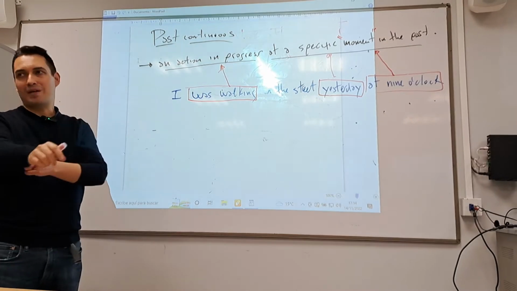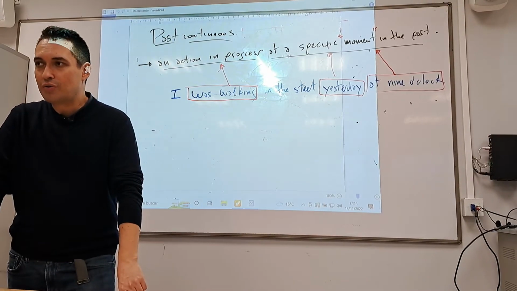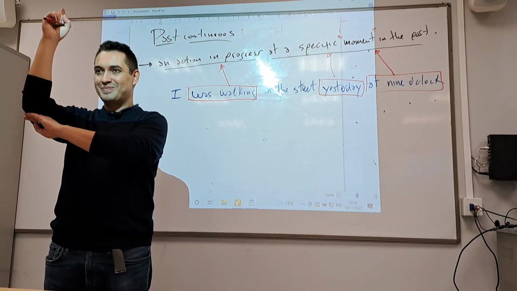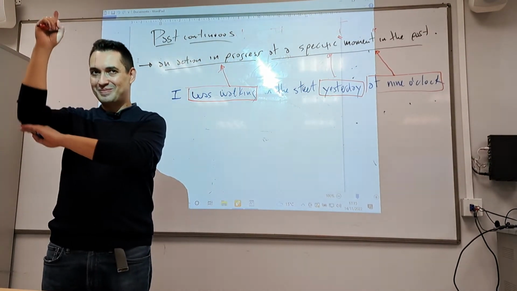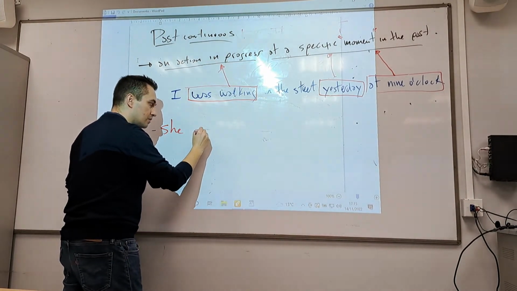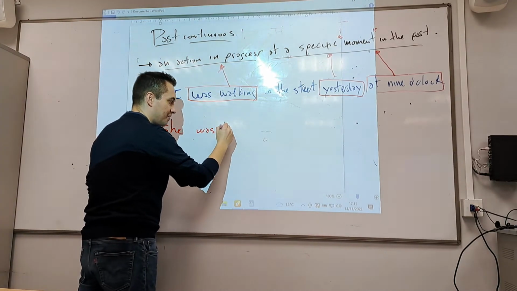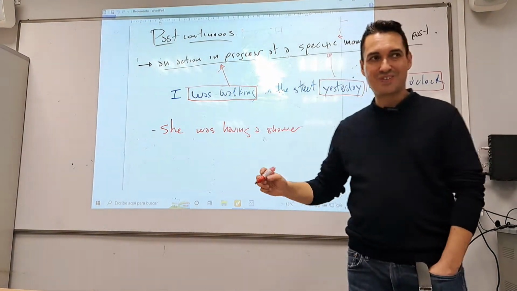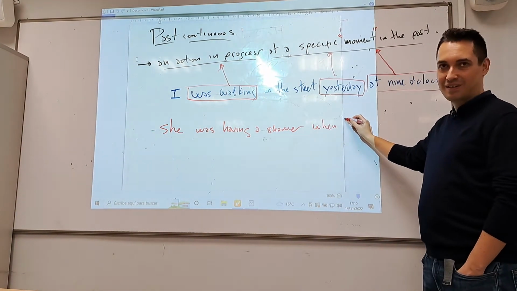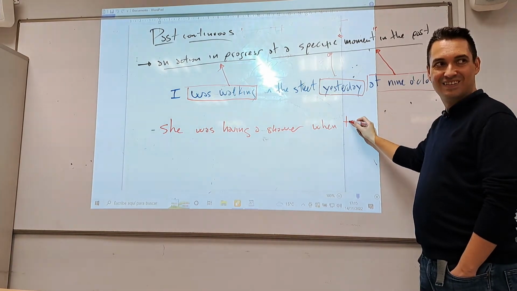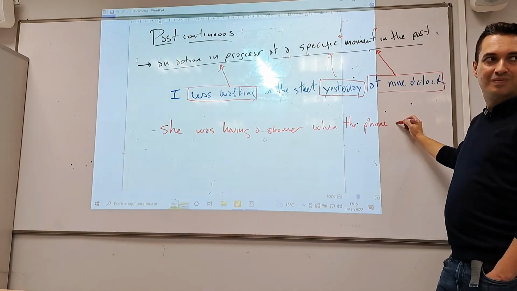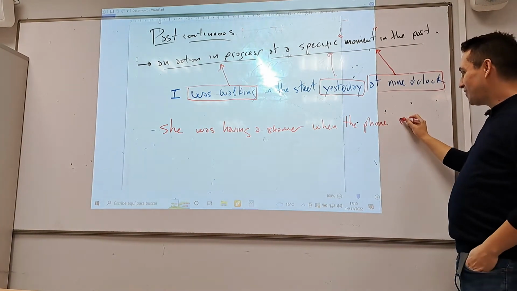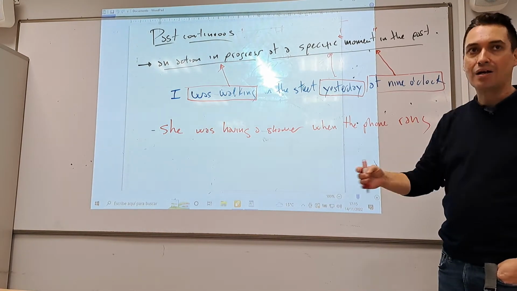Okay, another one. The classical example. El ejemplo más clásico. Ella estaba dándose una ducha cuando el teléfono sonó. One volunteer. Micah. He or she was. Very good. Having a shower. Cuando el teléfono sonó. When the phone ring. What is the past of ring? Rang. When the telephone rang.